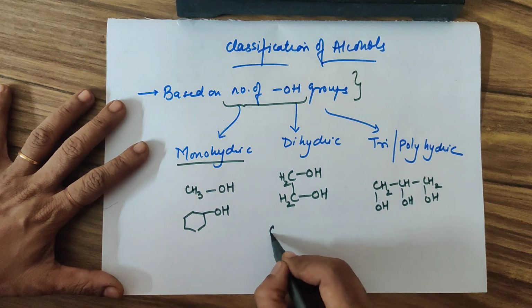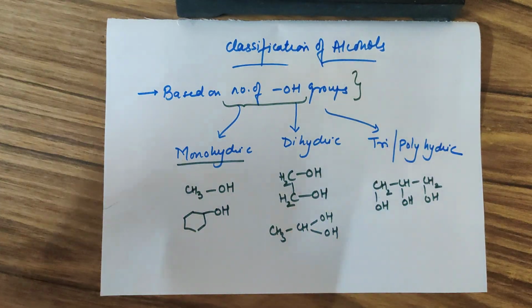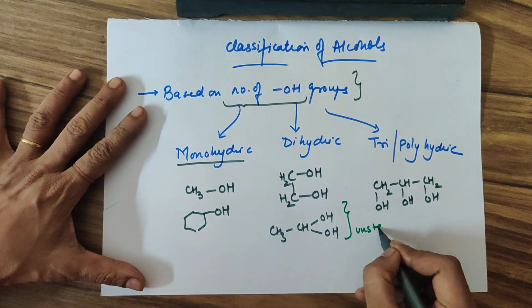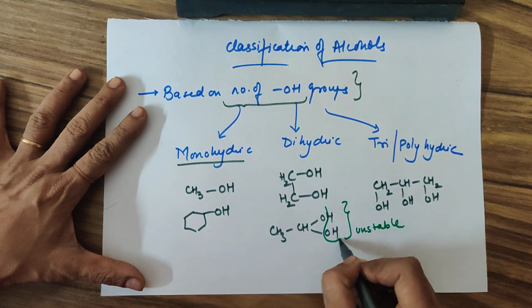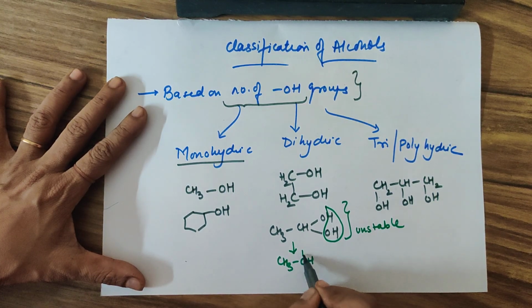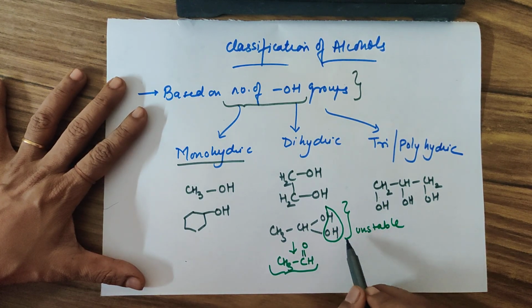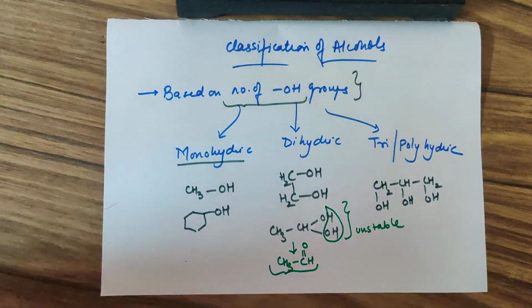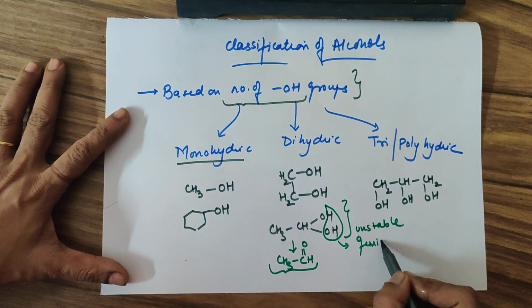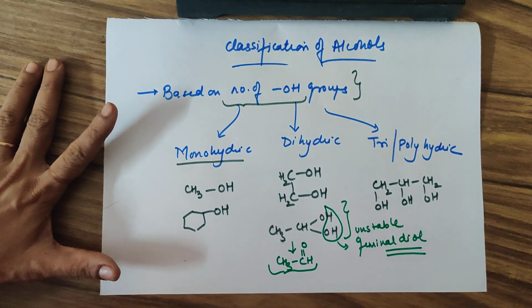Now under this category, if I have a compound like this, which has got 2 OH groups, but both the OH groups are on the same carbon, such a compound is unstable. It actually loses a water molecule like this and leads to an aldehyde. So whenever there are 2 OH groups on the same carbon, we say that it is unstable and it will quickly transform into an aldehydic group. So there is nothing called a geminal diol because it is unstable. 2 OH groups on the same carbon remain unstable.